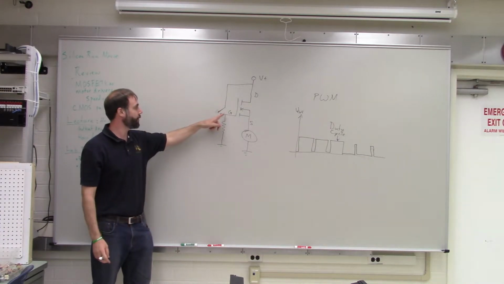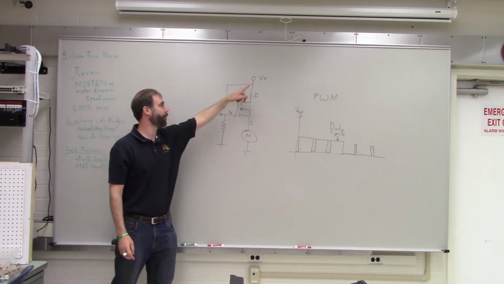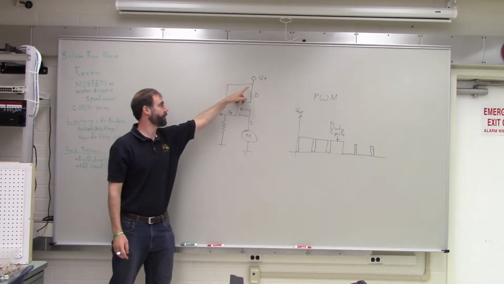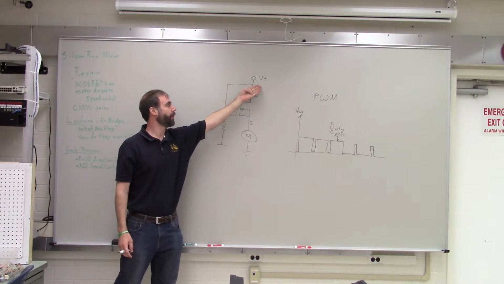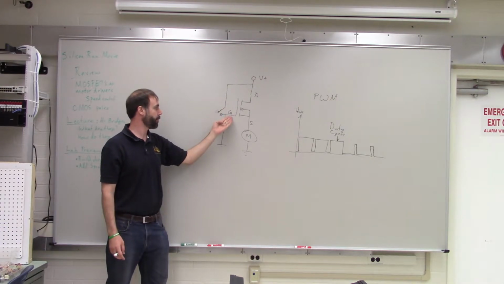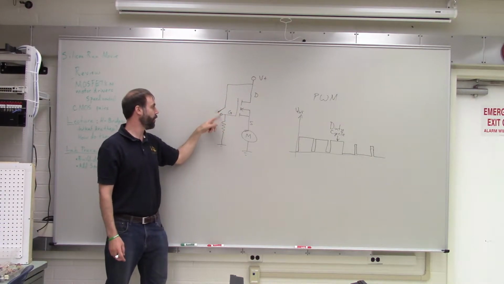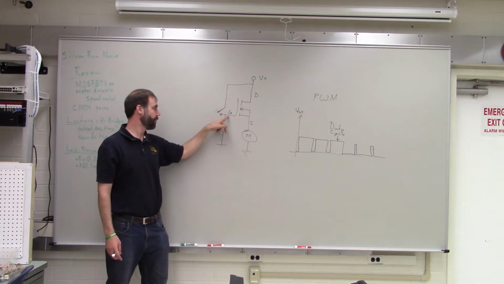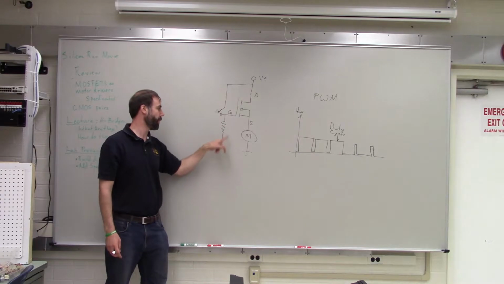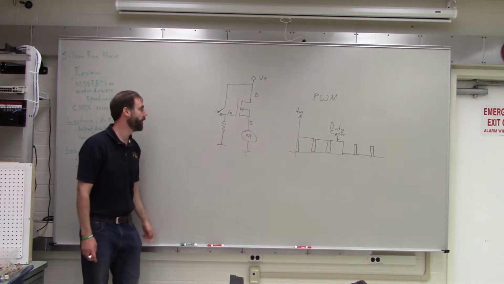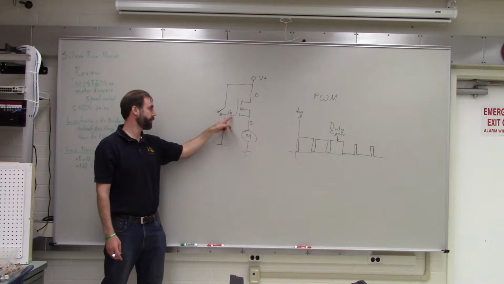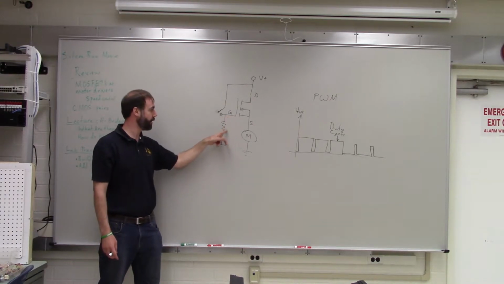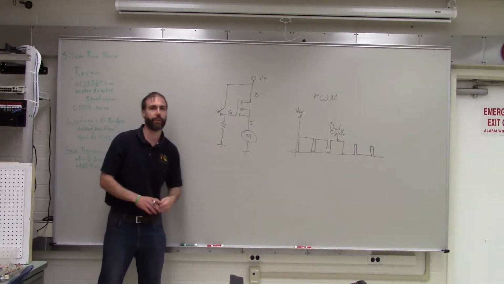So when the switch is closed, this gate is at a high voltage because there's a wire straight from the positive voltage to that pin. When the switch is open, this resistor allows any excess charge that was left on the gate to drain out and go down to ground. So it pulls that charge down. So that's why it's called a pull-down resistor. And it forces this gate to be at zero voltage when nothing is connected to it.